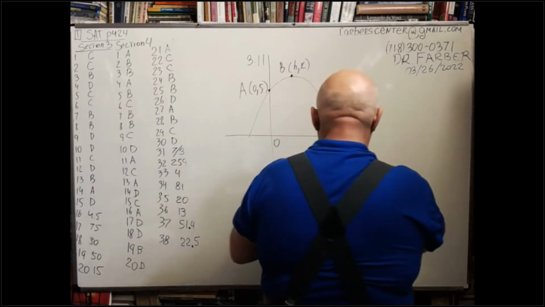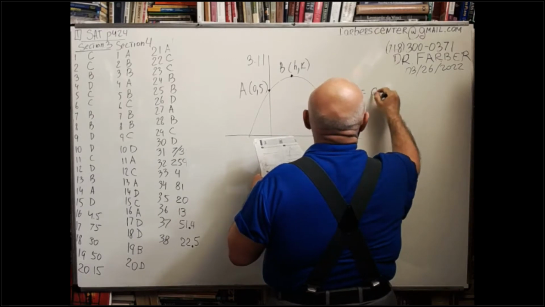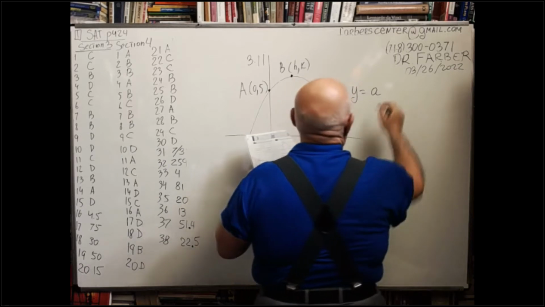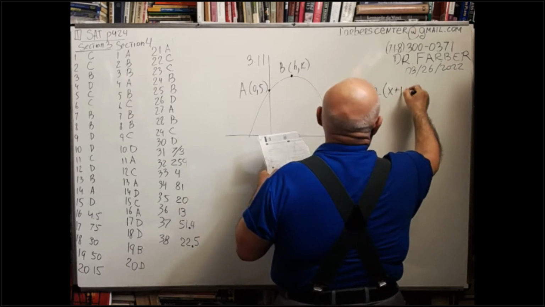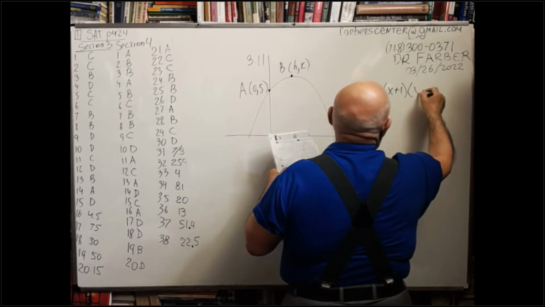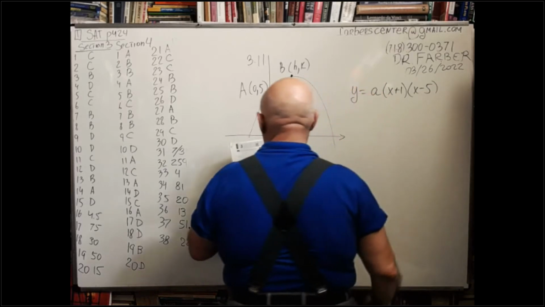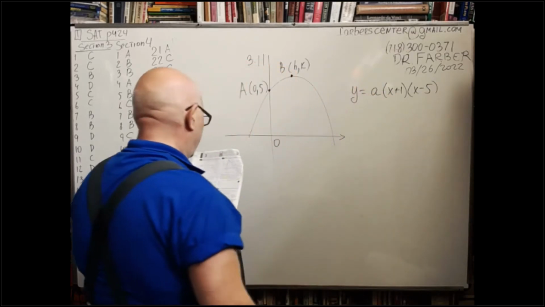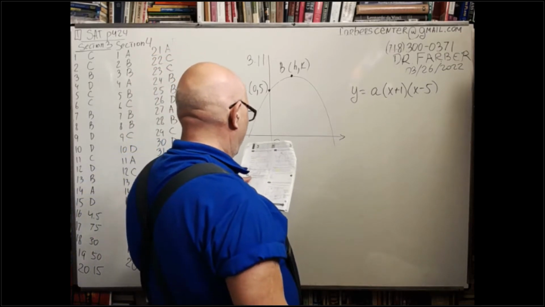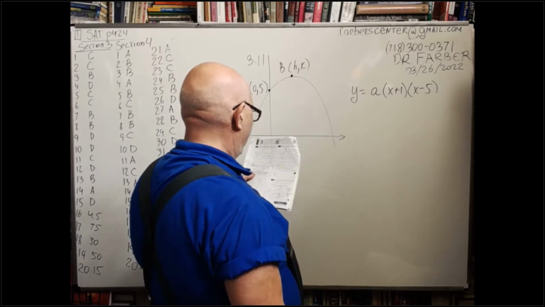And this graph is represented by a formula, by an equation, y equals a times (x plus 1) times (x minus 5), where a is a constant. The intersection of the axis at point (0, 5), and vertex equals (h, k).